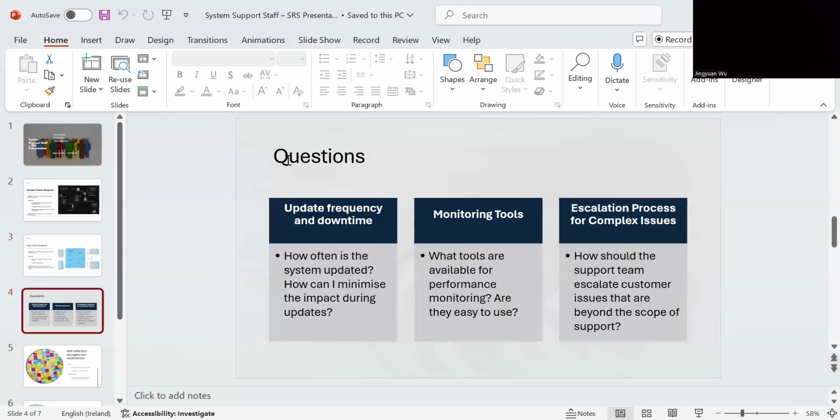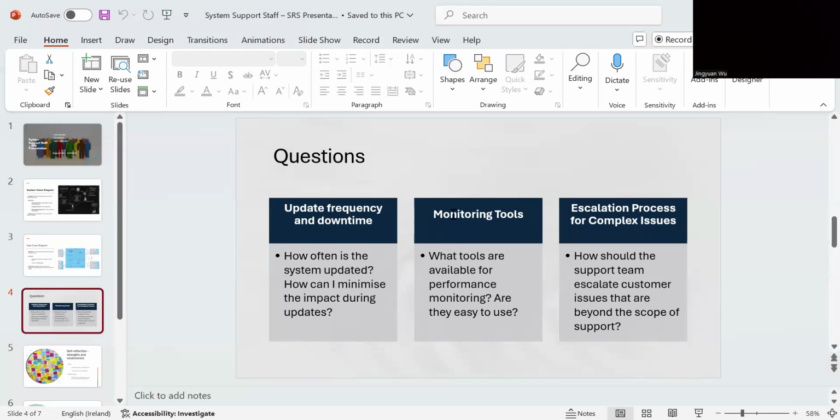The next part is some questions. When working with the support team, I would like to clarify the following three questions. The first question is about update frequency and downtime. How often is the system updated? How can I minimize the impact during updates?